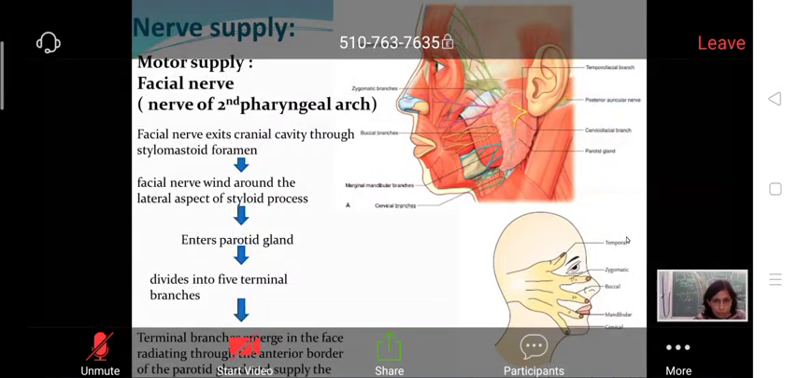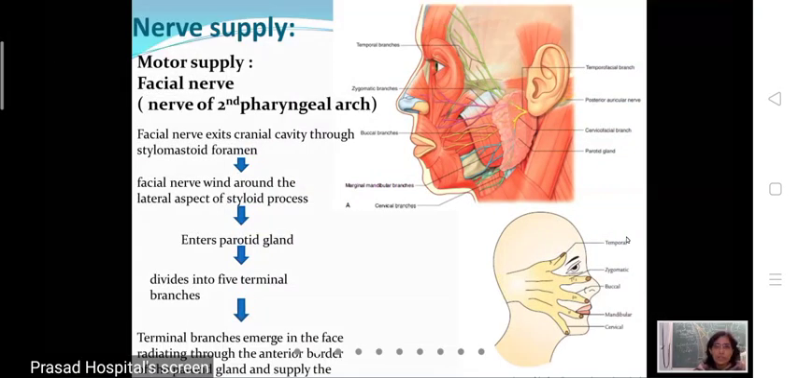Second pharyngeal arch. They develop from the mesoderm of the second pharyngeal arch, and that's why the nerve supply of the face, the nerve supply of the muscles of facial expression, is the facial nerve. This facial nerve emerges from the cranial cavity through a foramen called the stylomastoid foramen, and after winding down the styloid process, it enters the face, it enters the parotid gland.